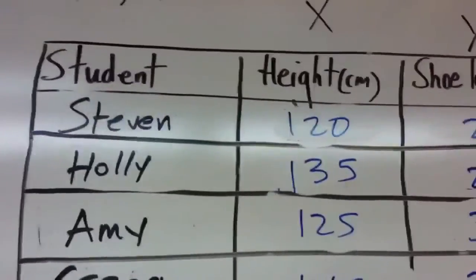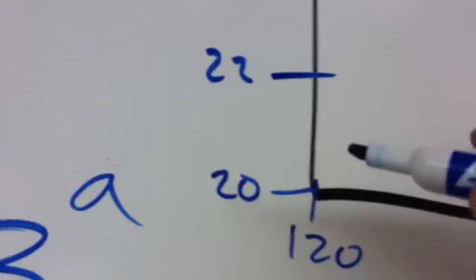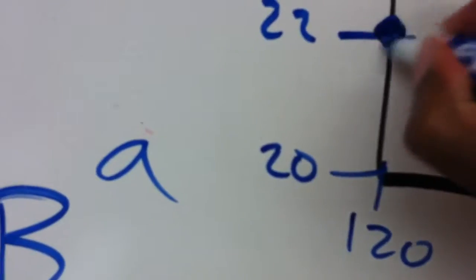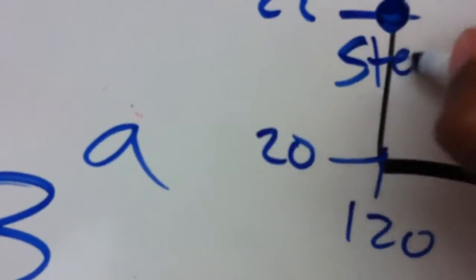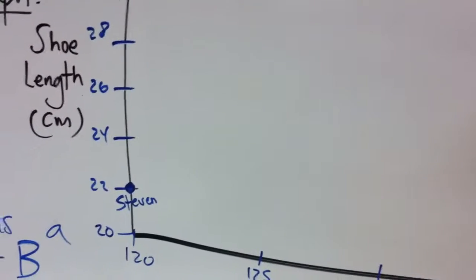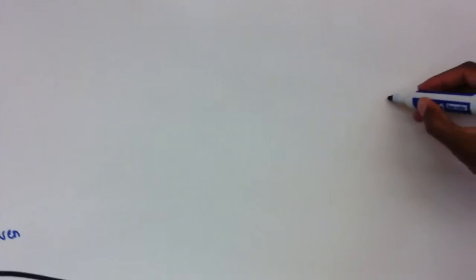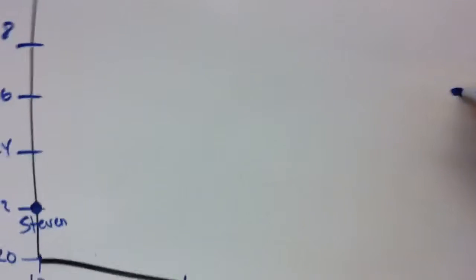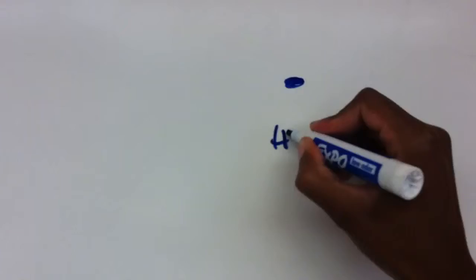For instance, Stephen, he's at 120 for height and 22 for shoe length. So 120 for height, 22 for shoe length. I'm going to put a dot there, and then I'm going to call it Stephen. Okay, Holly, 135 and 27. So here's 135 right here, and it's hard to film this. And then I'm going to go up to 27, which is about here or so. And I'm going to call that Holly.